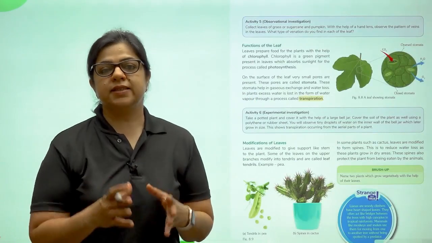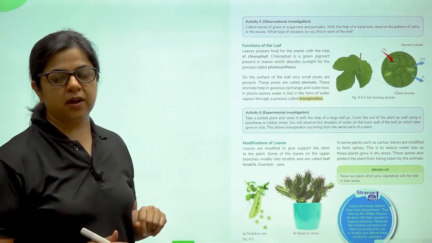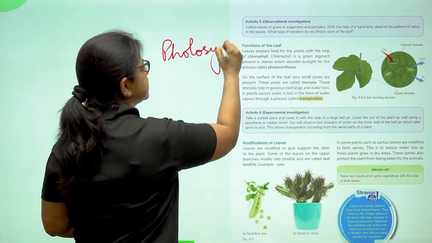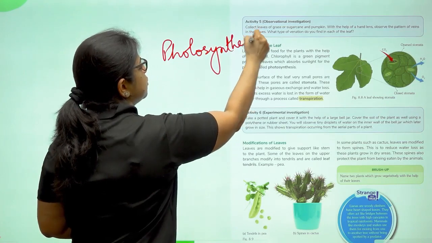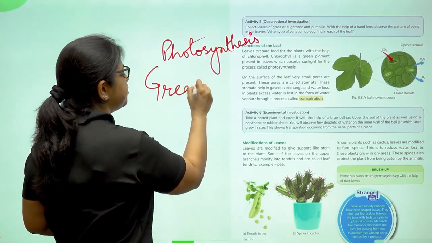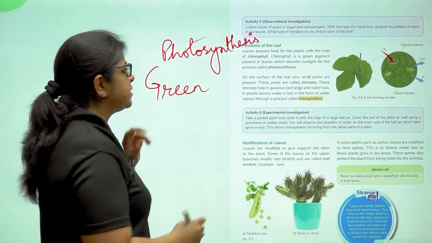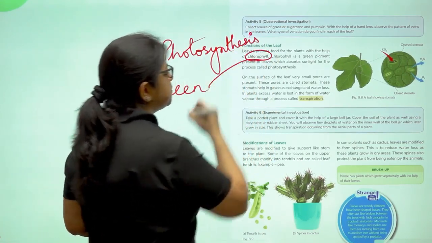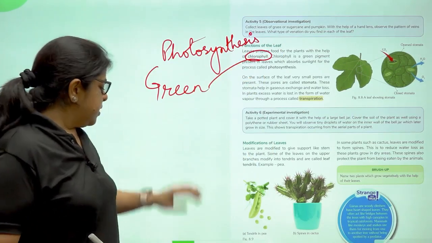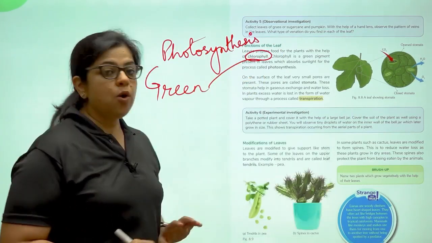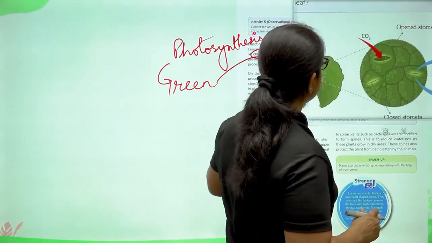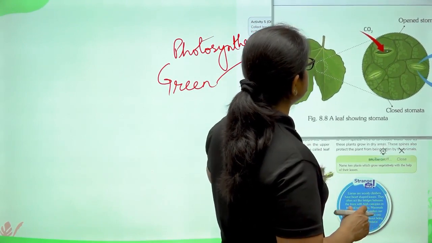We just discussed that the leaf is the food factory of the plant. It carries out the function of photosynthesis. Now, in the process of photosynthesis, we know that only green colored leaves can produce their own food. This is because chlorophyll is present only in green leaves. And during the process of photosynthesis, the leaves give out oxygen. They take in carbon dioxide.